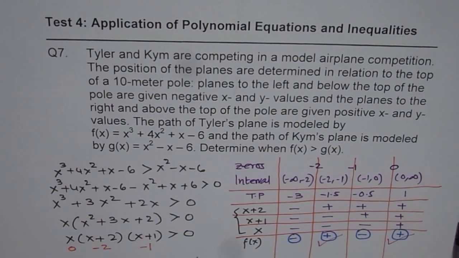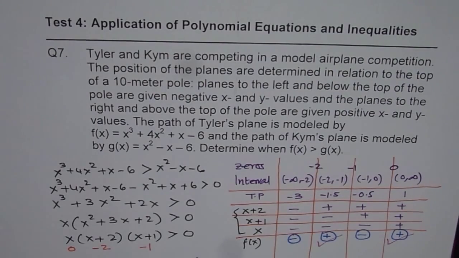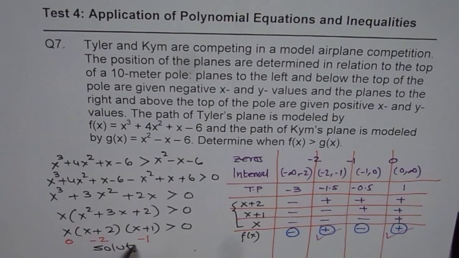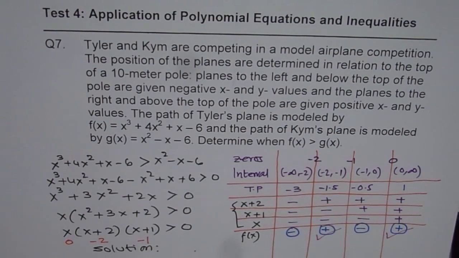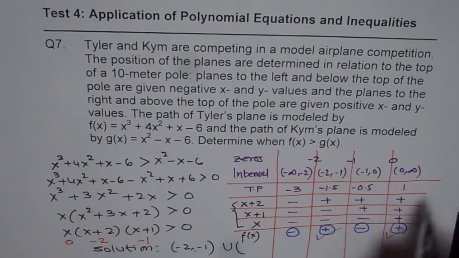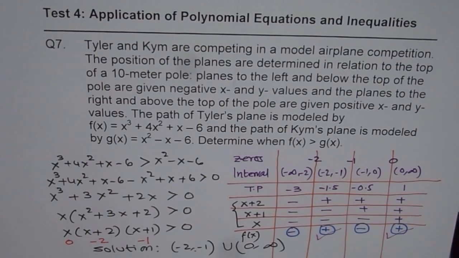And therefore now we can write down our solution. So let me push the page a bit, right? So from here we can say our solution is f of x is greater than g of x within these intervals, that is from minus 2 to minus 1, union from 0 to infinity. So that is the solution, and this is called the interval method. I hope you appreciate how we have done it.